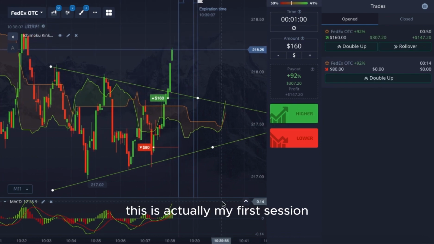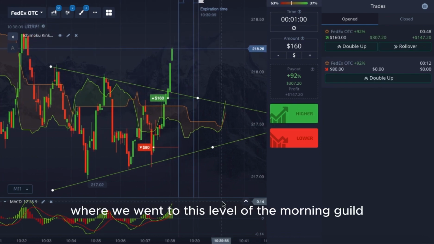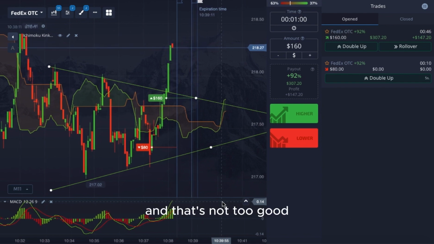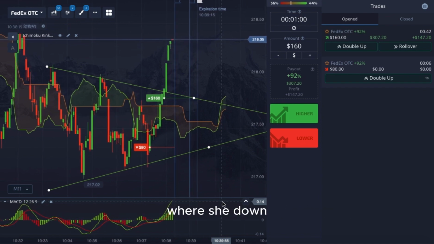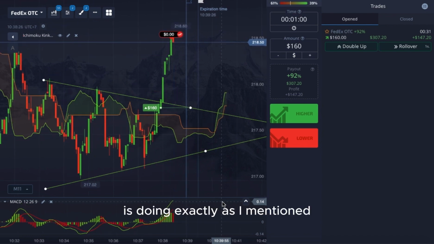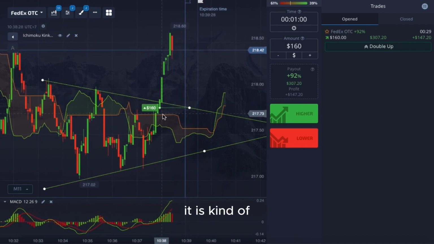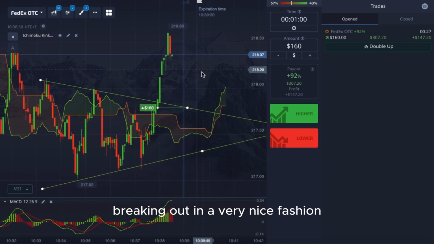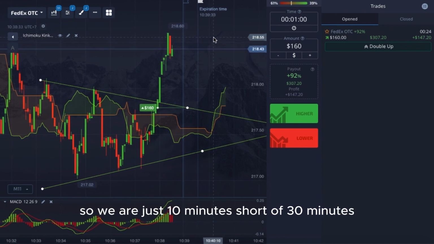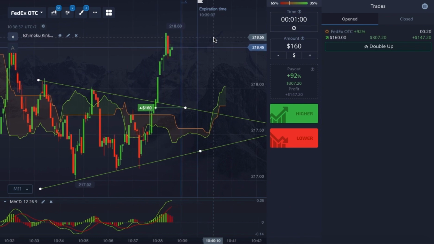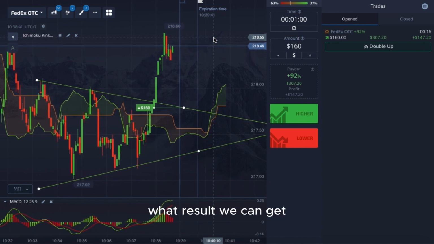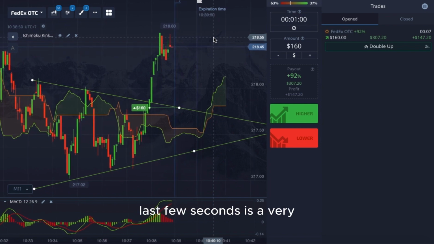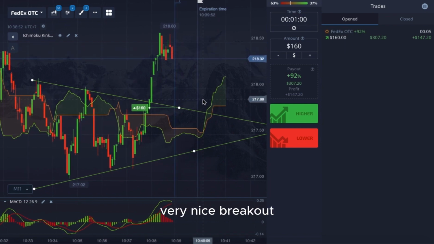This is actually my first session where we went to this level of the Martingale, and that's not too good because it means that when we go to this level, we're actually down 1 net win. It's doing exactly as I mentioned. It is kind of breaking out in a very nice fashion. So we are just 10 minutes short of 30 minutes, and we're gonna see in this 30-minute session what result we can get. The last few seconds, there's a very nice breakout.